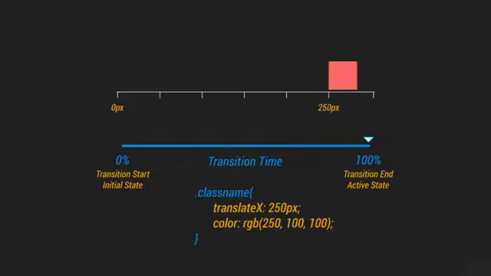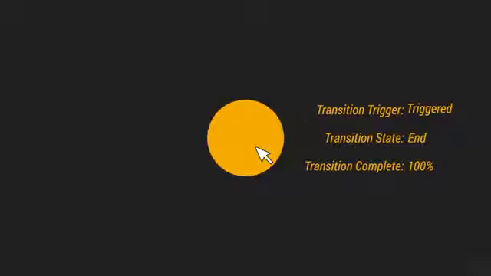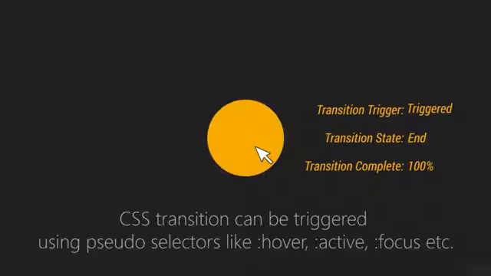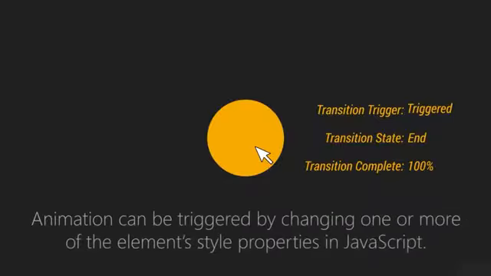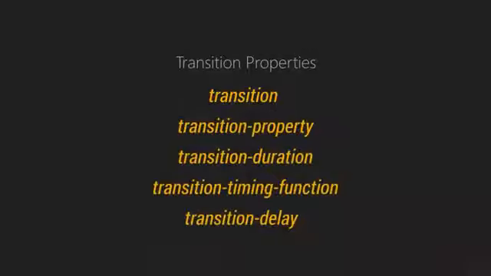In order to trigger any transition, there has to be a way which starts the animation effect that ultimately reaches the end state. This can be done in CSS alone using pseudo selectors like hover, active, focus, etc. You could also trigger the animation by changing one or more of the element's style properties in JavaScript as well. In CSS, the transitions can be defined by following properties. The transition property is a shorthand for all these properties.